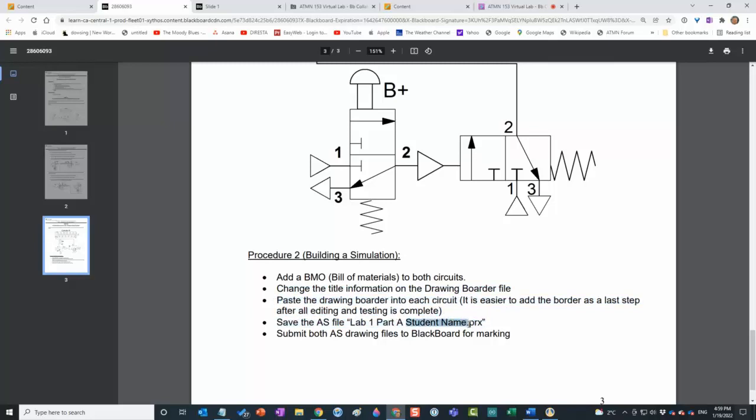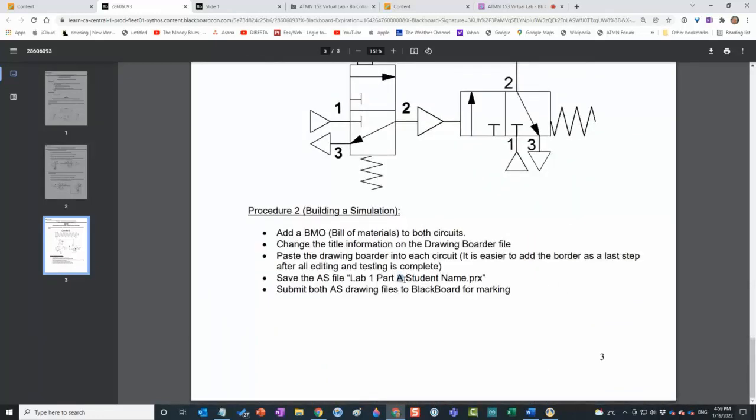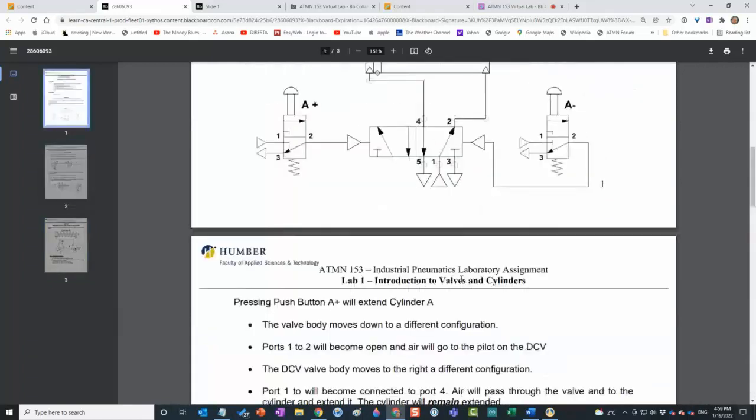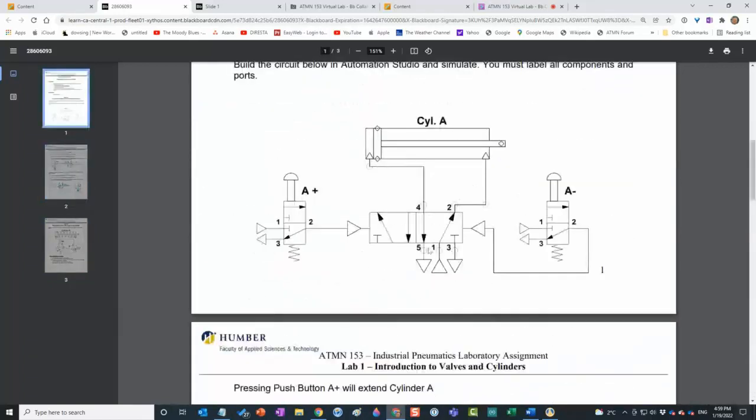So you put your student name in there. You're going to lab 1, part A, student number. Actually, this should be part B, student number. So I should edit that. That should say part B, whatever, just copied and pasted. Part B, student number. And again, up here, you're going to save this as part A.